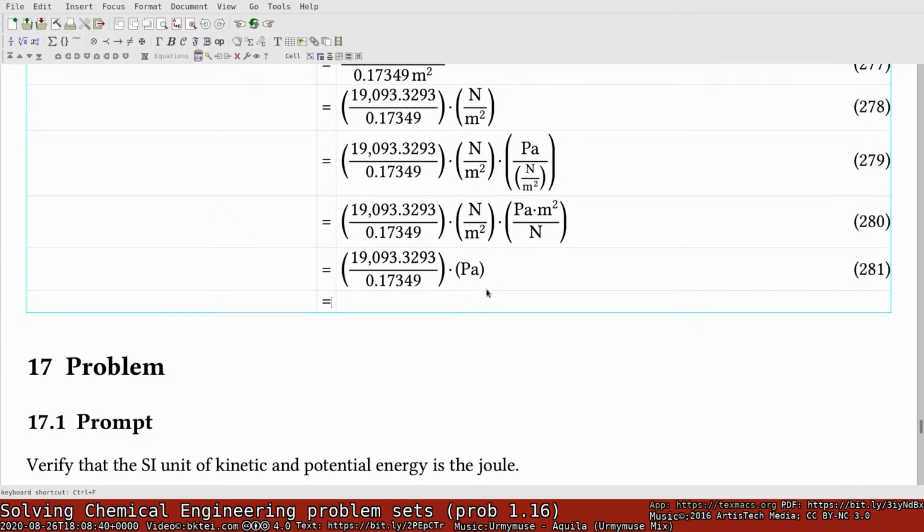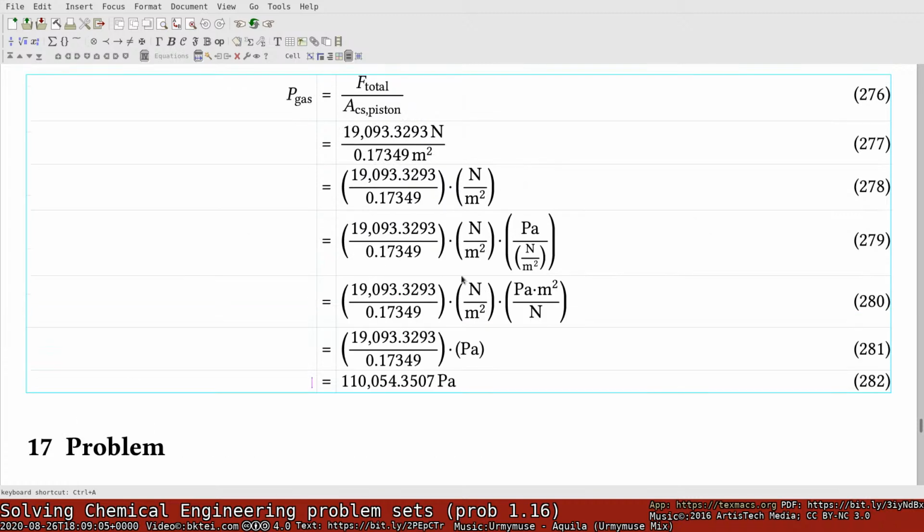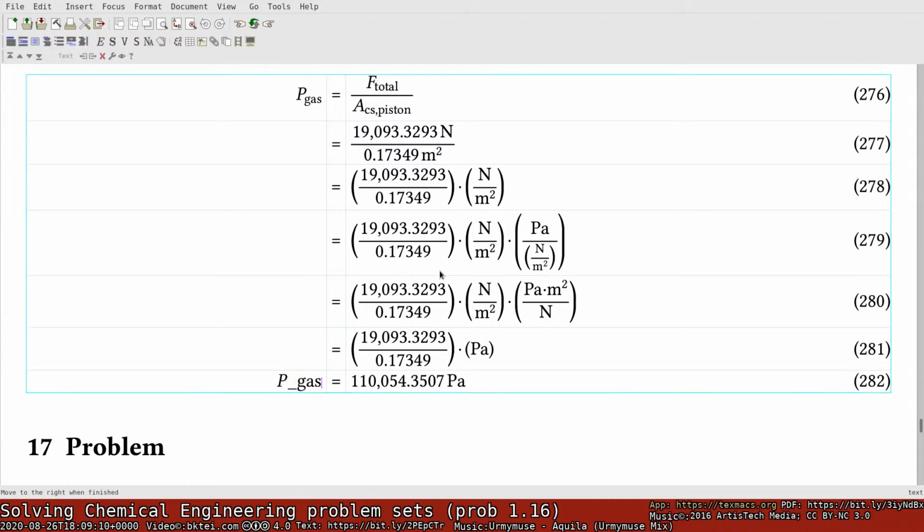Put this into my calculator. 19,093.3293 divided by 0.17349. That equals 101,054.3507 pascals. And that is the pressure of the gas.